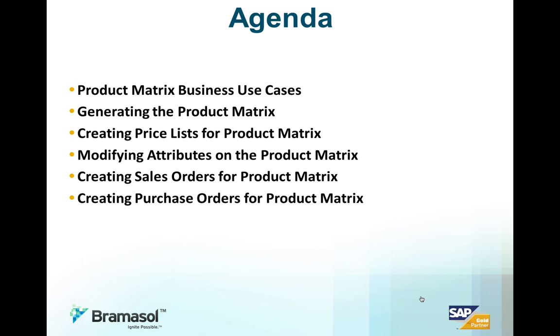First, I'll discuss the business use cases for the Product Matrix add-on, and then we'll dive into the demonstration, starting with the generation of the Product Matrix. And then we'll talk about how to create price lists, modifying attributes for the Product Matrix, and we'll do this using bulk modification techniques. We'll use mass updates in the system, and we'll also use Excel uploads. And then finally, we'll create some sales orders for the product matrix and also some purchase orders for items in the product matrix.